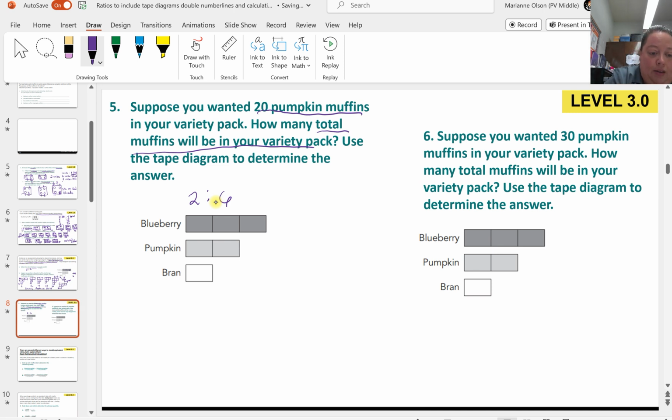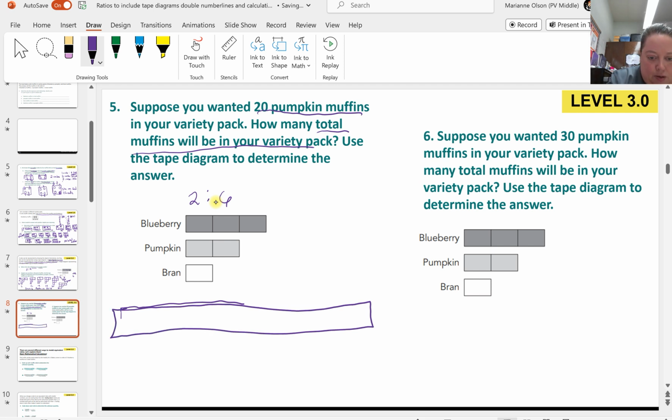My lines are not going to be straight. I need 20 pumpkins, so I'm going to do 1, 2, 3, 4, 5, 6, 7, 8, 9, 10, 11, 12, 13, 14, 15, 16, 17, 18, 19, 20. I believe that's 20. It is.